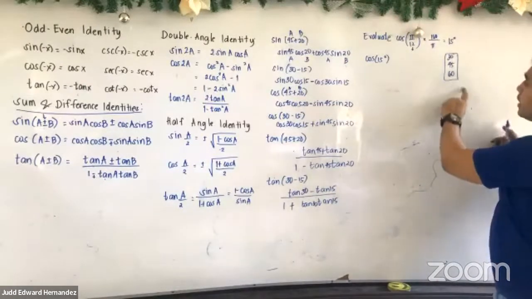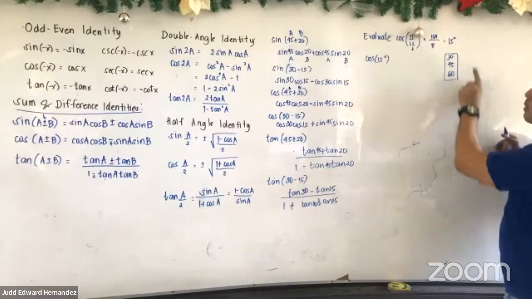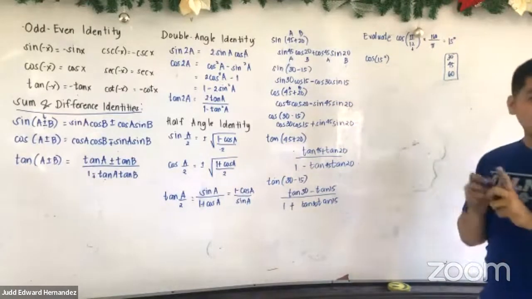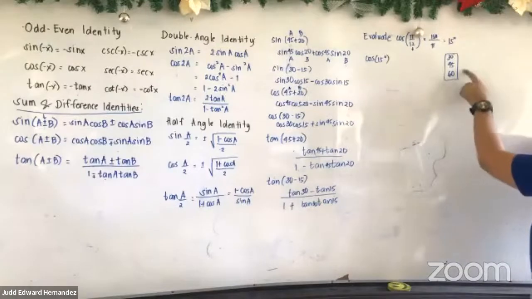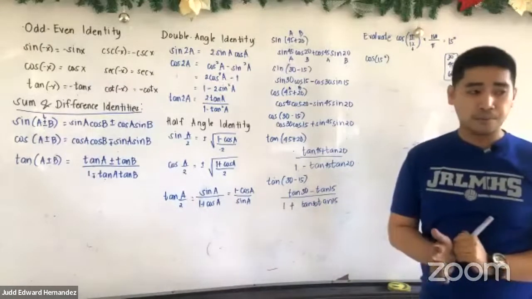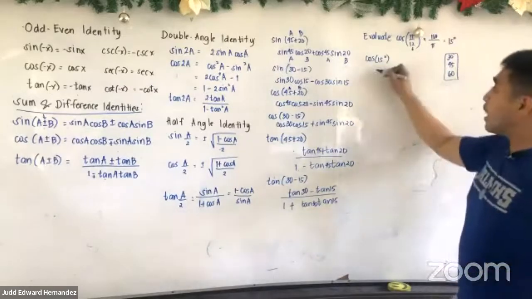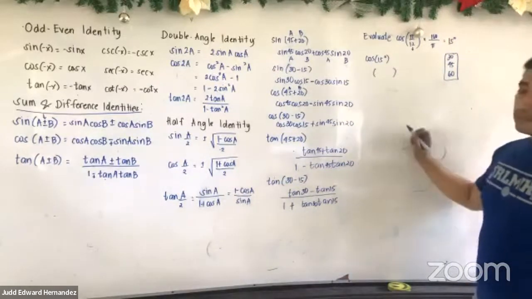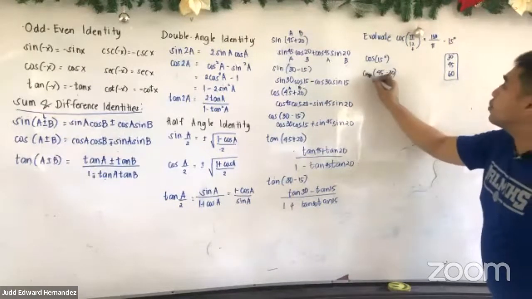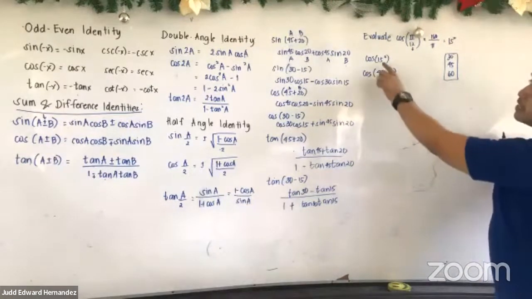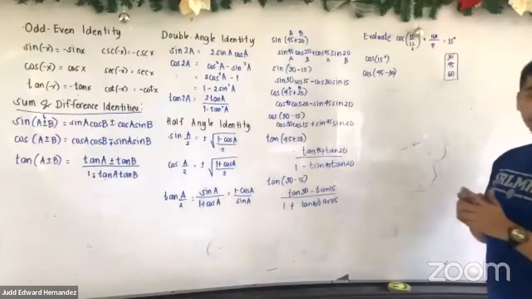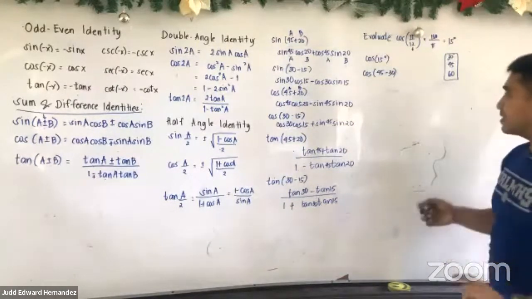Is there a way na pag pinag-add natin or pag pinag-minus natin yung dalawa dito, ang lalabas ay 15? Meron po ba na pag pinag-add or pinag-minus natin yung dalawa dito, lalabas ay 15? Yes or no? Yes. Those are 45 minus 30. Cosine 45 minus 30. Is cosine 15 equal to cosine 45 minus 30? Yes or no? Yes.